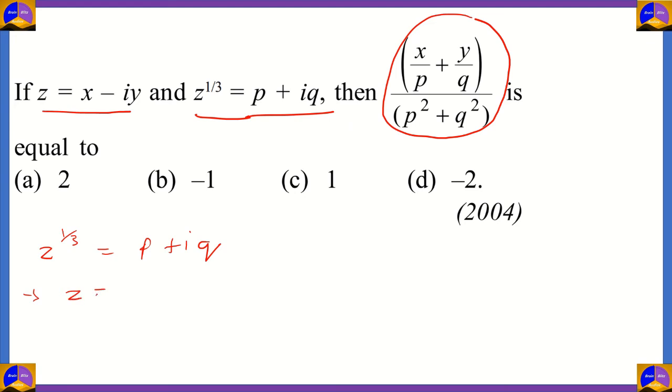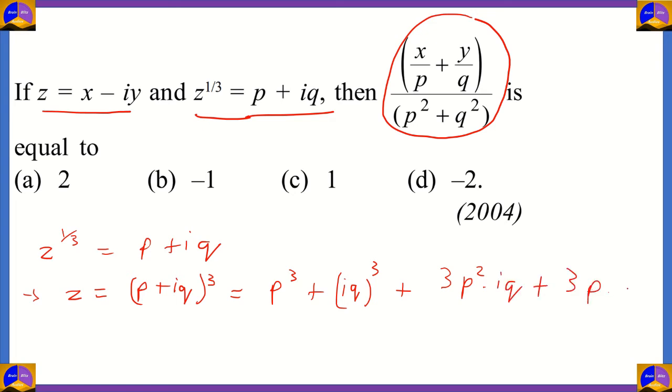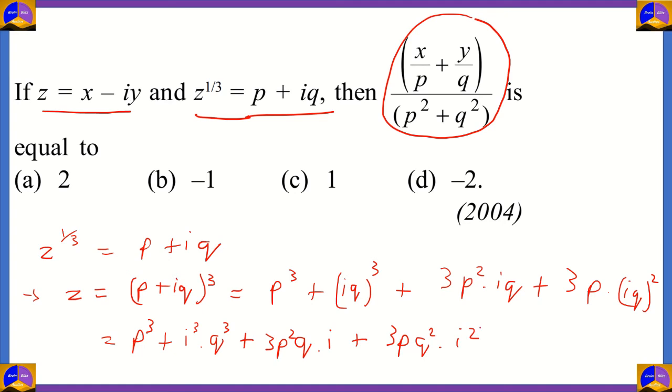Taking cube on both sides, the value of z will be equal to (p plus iq) the whole cube. Now that will be equal to p cube plus (iq) the whole cube plus 3 p squared times iq plus 3 p times (iq) squared. This is using the formula of (a plus b) cubed. Okay, so basically you will write the value of z as p cube plus i cube times q cube plus 3p squared q times i plus 3p q squared times i squared.